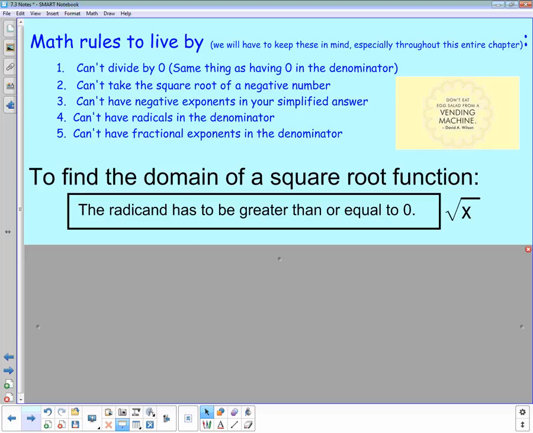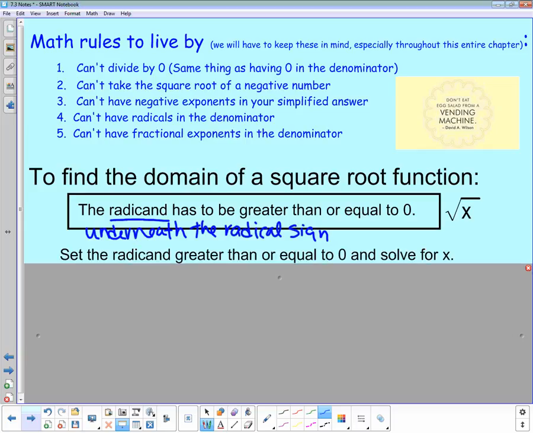To find the domain of a square root function, which is what we're really focusing on in this unit, or these notes, the radicand has to be greater than or equal to 0. The radicand is everything underneath the radical sign. So everything underneath the radical sign has to be greater than or equal to 0, and that's how we'll find the domain of our square root functions.